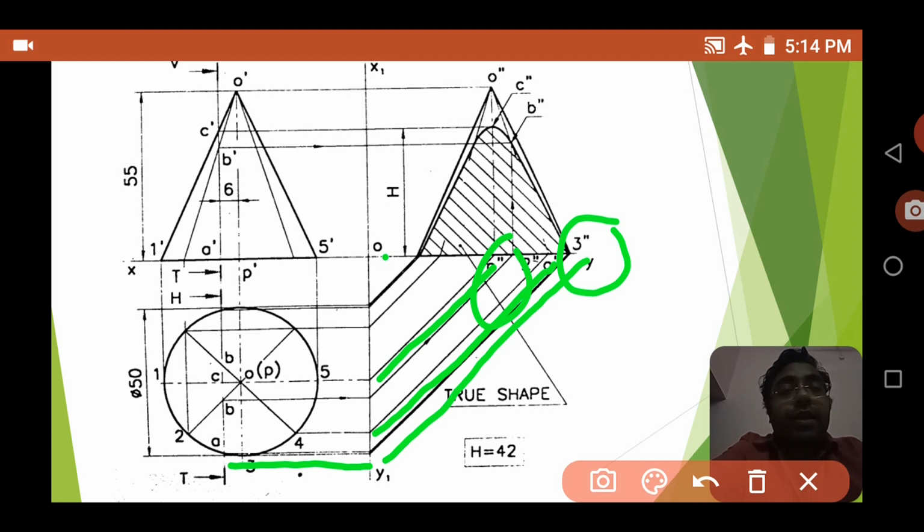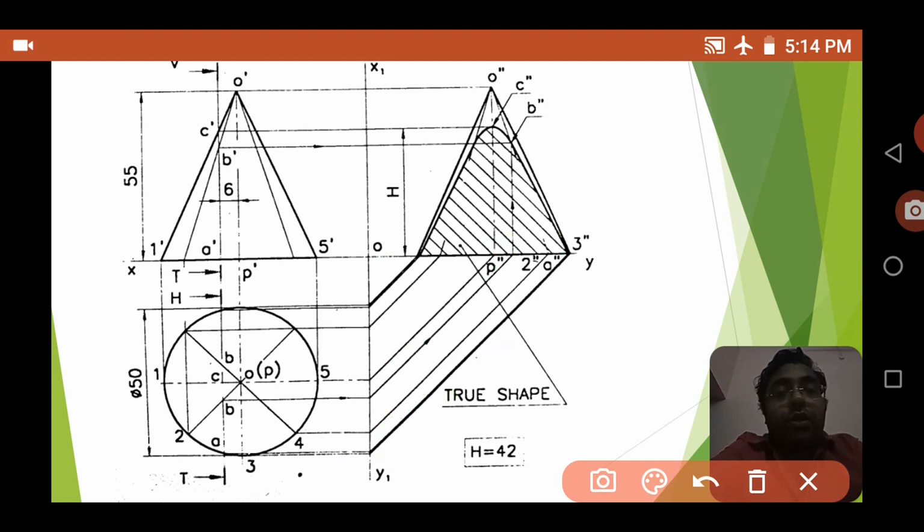Okay, this side. Now after that you can see that you are just projecting actually. Then you have to draw a horizontal line from here.